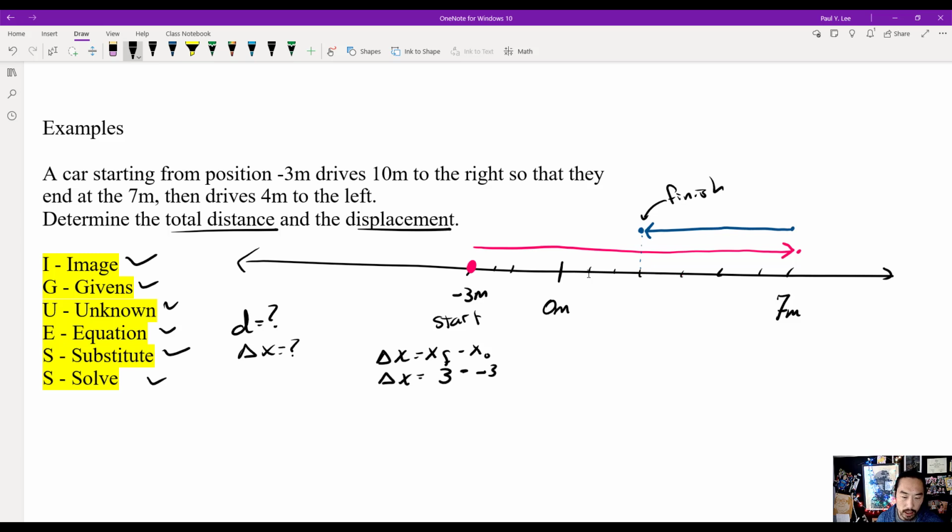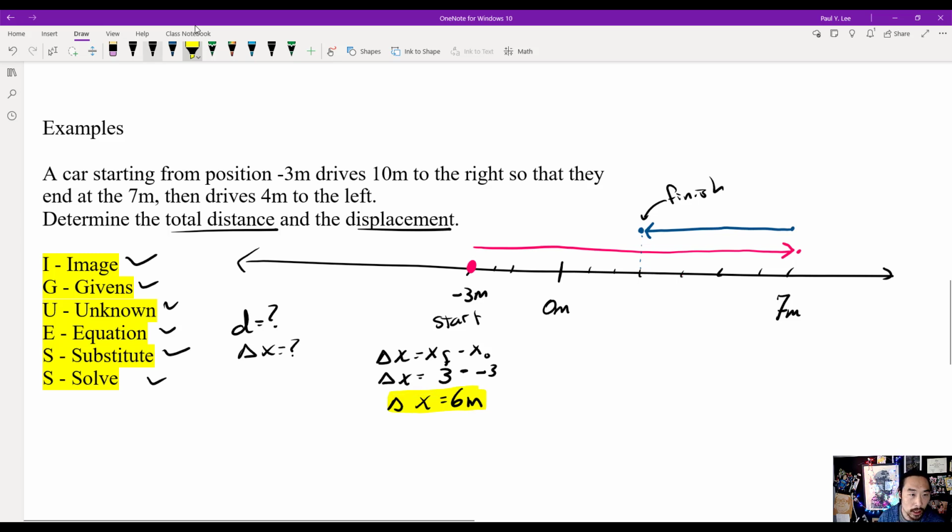Now we can solve it. So 3 minus -3 simply gives us a total of +6. And remember, no naked numbers, have your units there. M for meters. Okay, so hopefully you got that one. If not, you just saw exactly the steps that I would take to solve it.